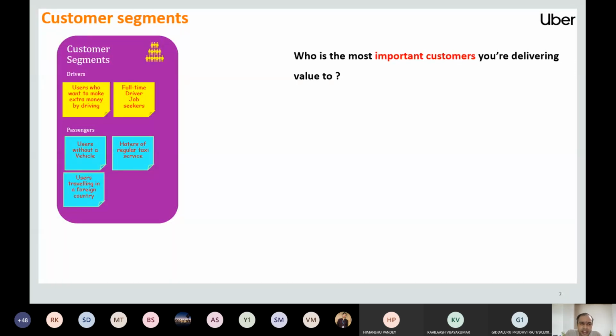First segment is drivers. Next, when it comes to passengers, who will be the customer to Uber? People who don't have their own vehicle, or people who hate the regular taxi service due to any reason like payment matters, safety, etc. There are a lot of reasons to hate a regular taxi service.